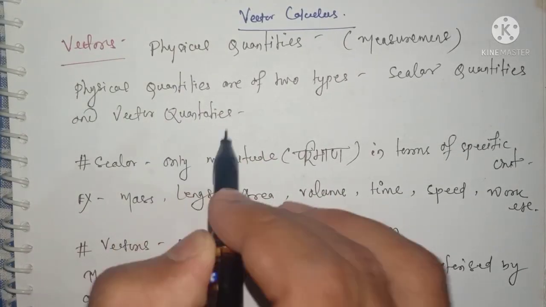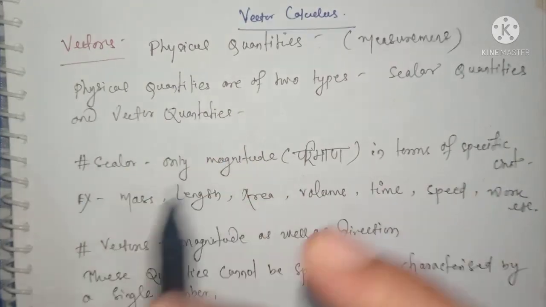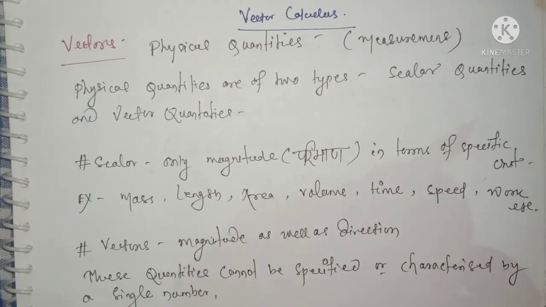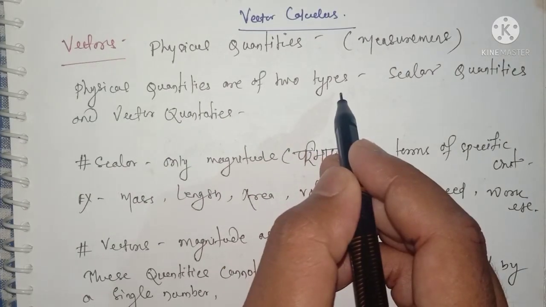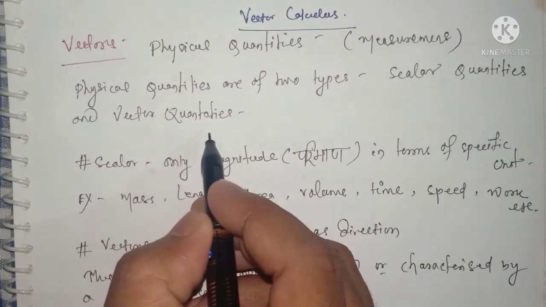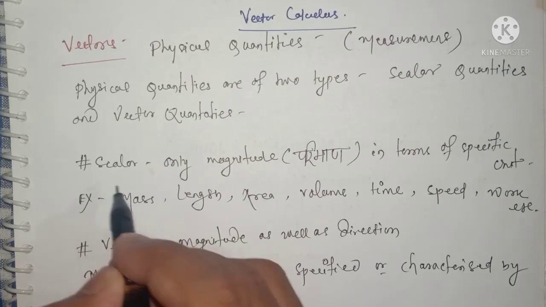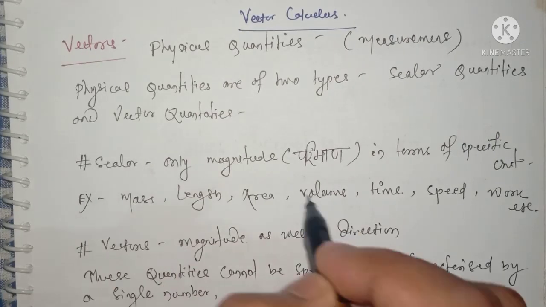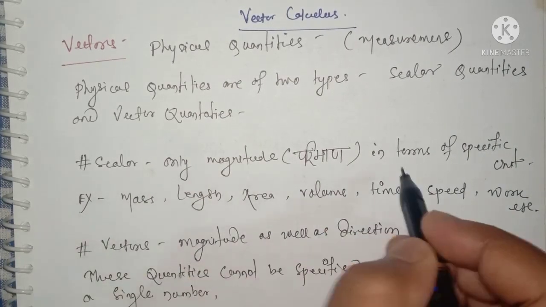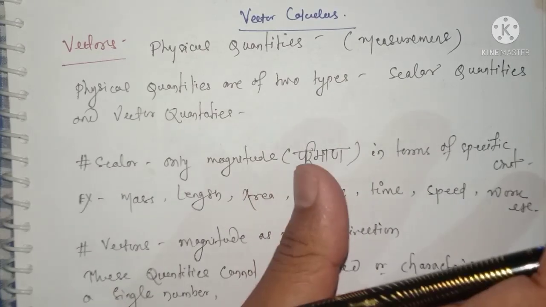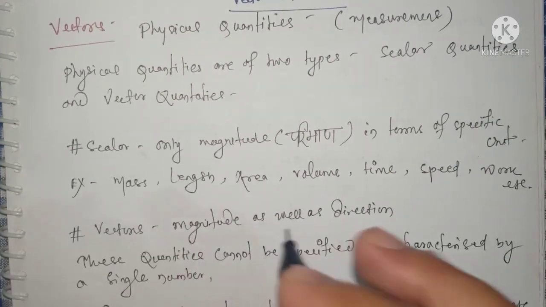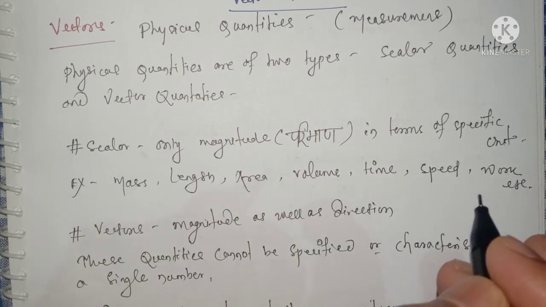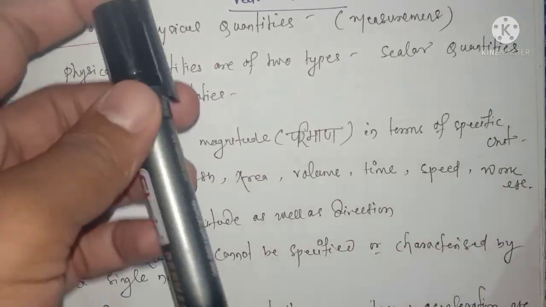The physical quantities are the quantities which can be measurable directly or indirectly. It's called physical quantities. Okay, so physical quantities are of two types: scalar quantities and vector quantities. So scalar quantities are the quantities which have only magnitude in terms of specific unit, and vector quantity has both magnitude and direction.